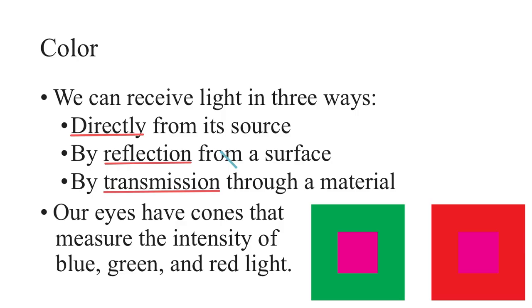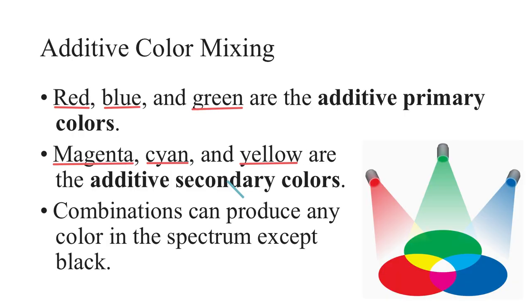So our eyes have cones that measure the intensity of blue, green, and red light. Blue, green, and red light is how our cones receive that. And so these red, blue, and green are called additive primary colors. Magenta, cyan, and yellow are additive secondary colors. And you'll see in here, you see the primary out here, and you see how they blend, right? These are additives, so you see the 3 secondary colors appear there.